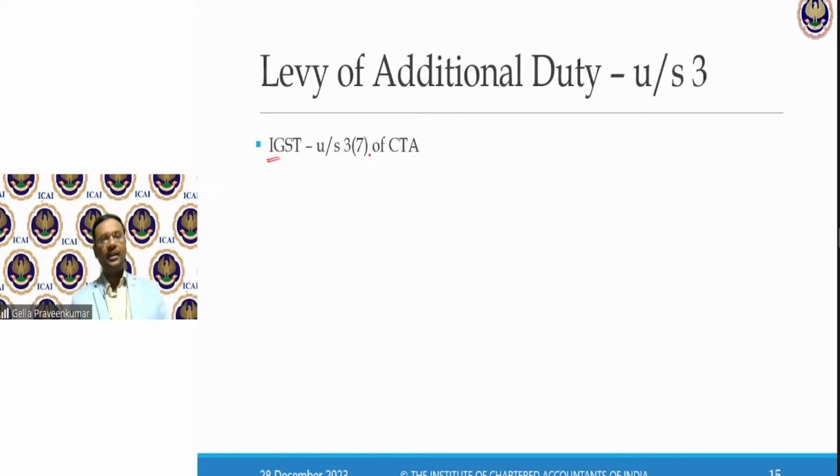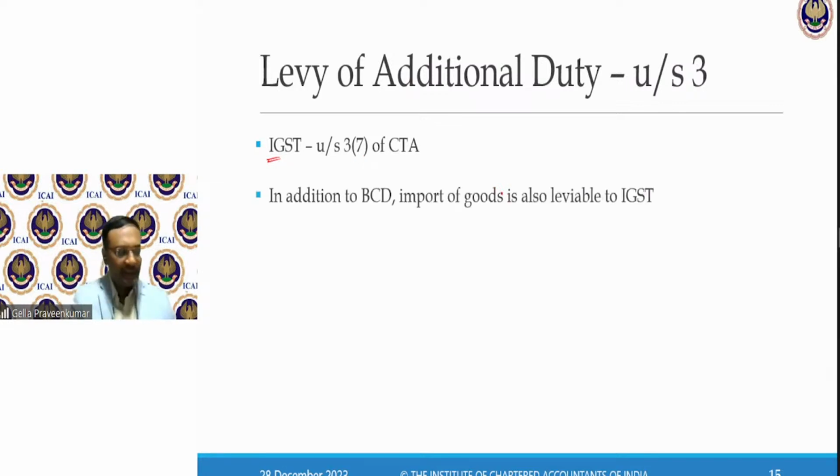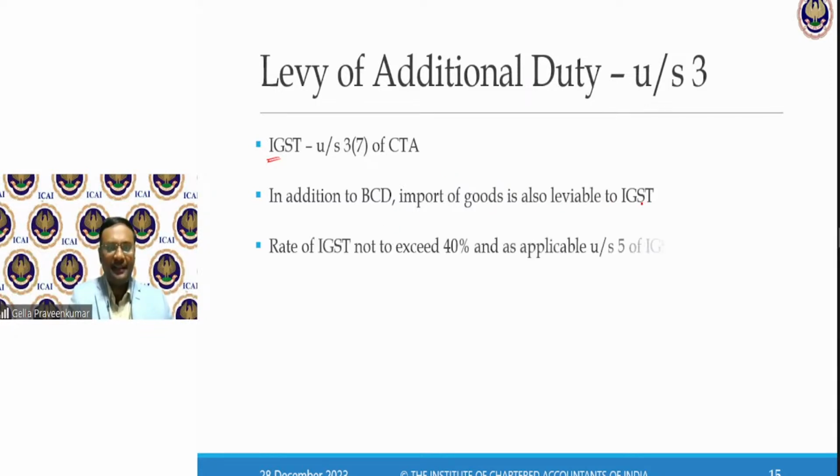So, in case of IGST, section 3, subsection 7 of the Customs Tariff Act is relevant. This says that in addition to basic customs duty, import of goods is also leviable to IGST. Rate of IGST not to exceed 40% and as applicable under section 5 of the IGST Act. So what we will do, for the purpose of the Customs Act, I refer to notification 1 of 2017 read with 2 of 2017 for rate of tax. This is in relation to taxable. This is in relation to exempt.